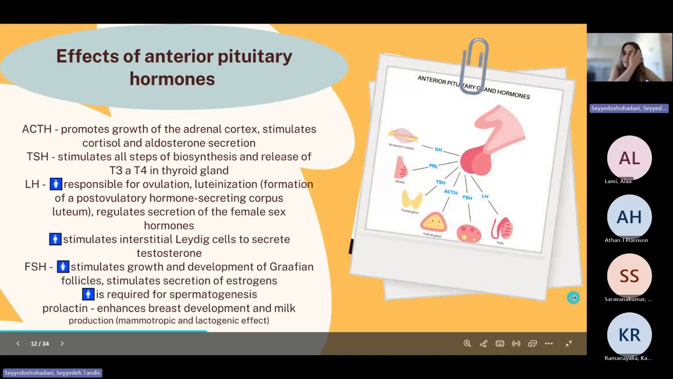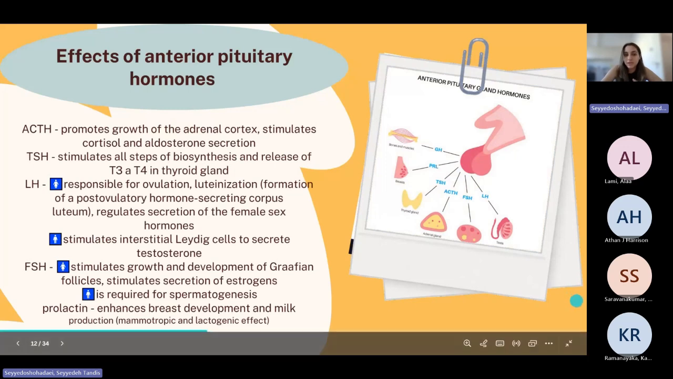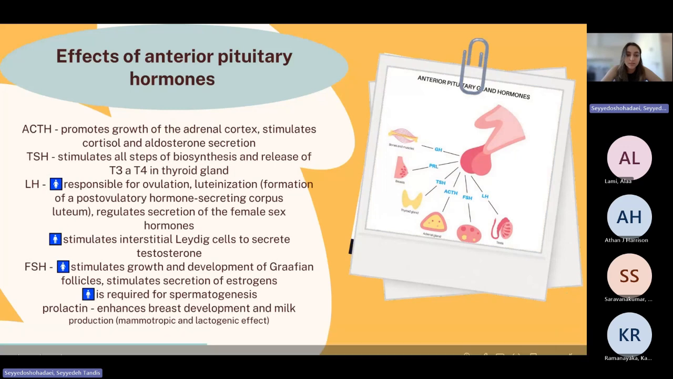Okay, so I'll start first with ACTH. It affects the adrenal cortex and it stimulates cortisol and aldosterone secretion. Then we have the thyroid stimulating hormone, which stimulates all the steps that Katie explained in the cycle. It will increase production of T3 and T4. Their regulation is based on the feedback loop. So basically, if T3 and T4 increase in the blood, TSH will decrease. So that's why they are regulating. That's how the mechanism is.